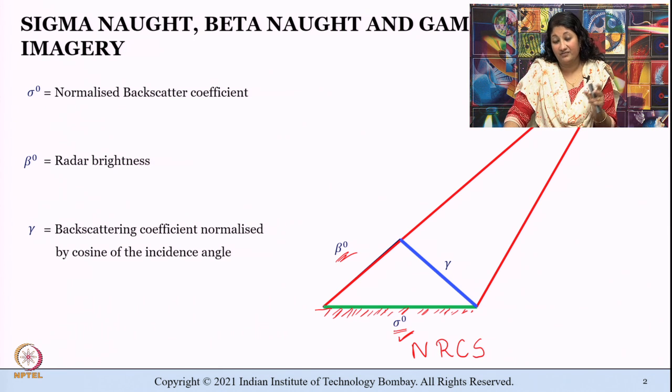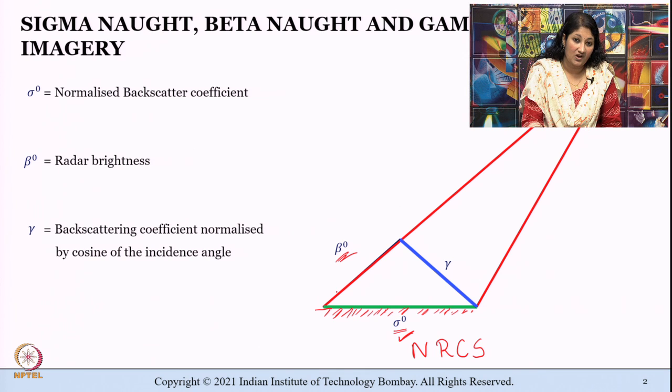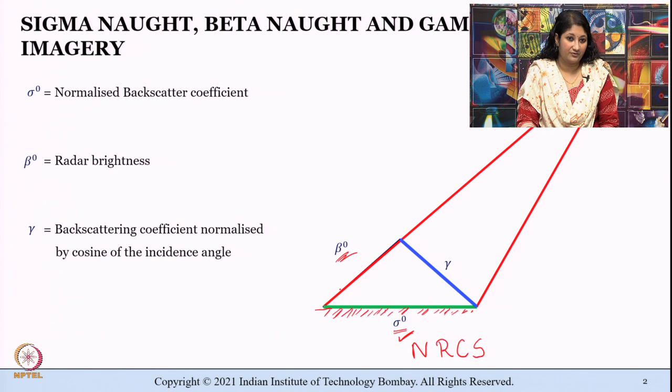Now, please note that even in the case of beta naught, if topographic data is not available, the radar brightness itself tends to be used as a standard measure of backscatter, the scattered return signals. Please note that the radar brightness is normalized to the projected area on some known reference surface. Let me reiterate, it is normalized to the projected area on some known reference surface, that is beta naught, radar brightness.